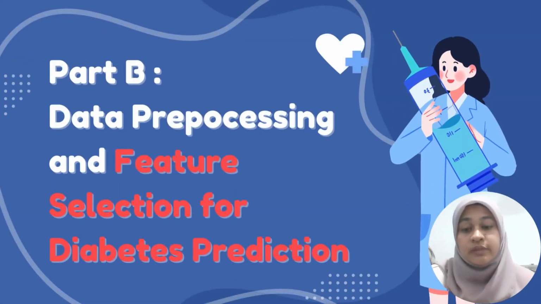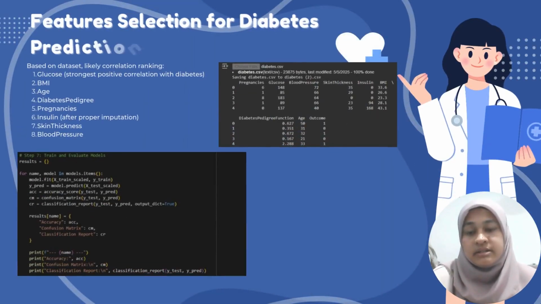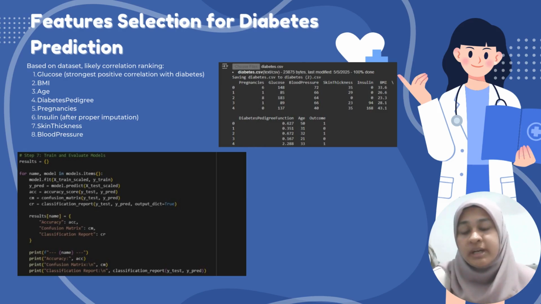Now, we will go to feature selection for diabetes prediction. Based on the dataset, likely correlation ranking, we have 8: number 1 is glucose, strong positive correlation with diabetes, number 2 BMI, number 3 age, number 4 diabetes pedigree function, number 5 pregnancy, number 6 insulin after proper imputation, number 7 skin thickness, and number 8 blood pressure. After we check and evaluate this model and features, we get to see the accuracy, classification report, and confusion matrix.